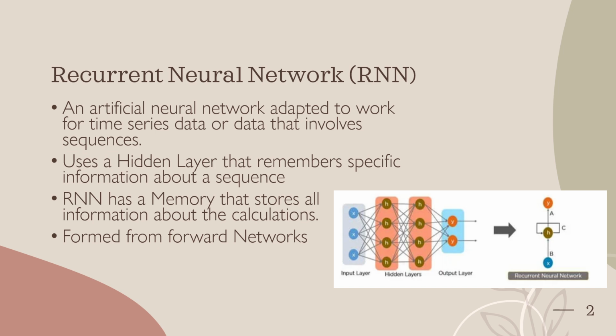So let us start with the definition of an RNN. It is an artificial neural network adapted to work for time series data or data that involves a sequence. It uses a hidden layer that remembers specific information about the sequence. An RNN has a memory that stores all the information about the calculation, and the RNN is formed from a feed-forward network. As you can see in this diagram, there is an input layer, a hidden layer, and an output layer, which applies to a recurrent neural network.